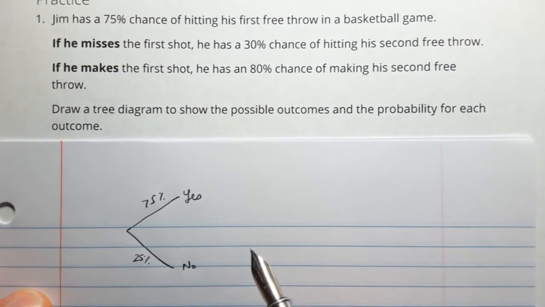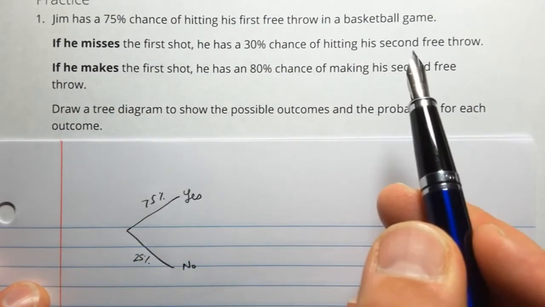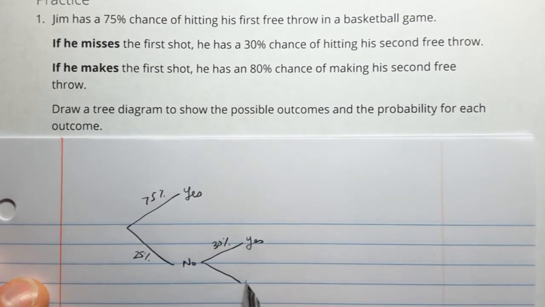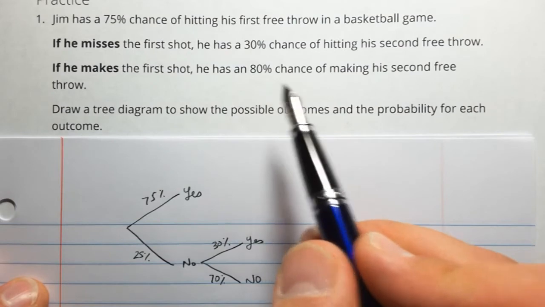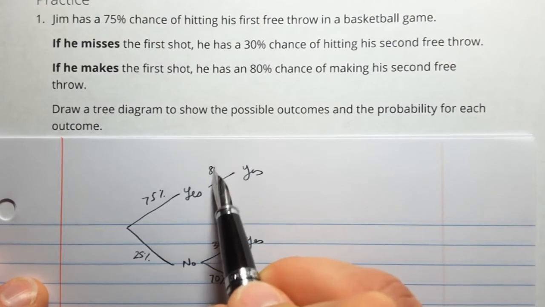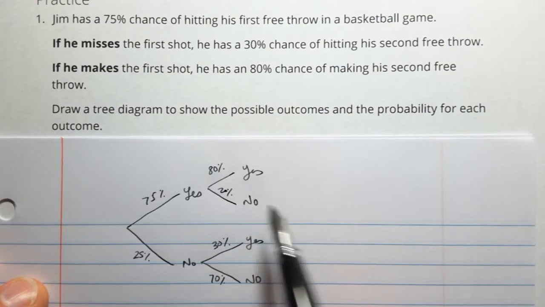Now let's go to his second free throw. If he misses the first shot, he has a 30% chance of hitting his second free throw. So miss followed by a hit, that's a yes, that's a 30% chance. Now the alternative is that he does not hit it, which then would be a 70% chance. 100% minus 30% leaves 70 for the other branch. If he makes the first shot, he has an 80% chance of making his second free throw. So that's up here, 80%, and down here then, 20% to the no path.